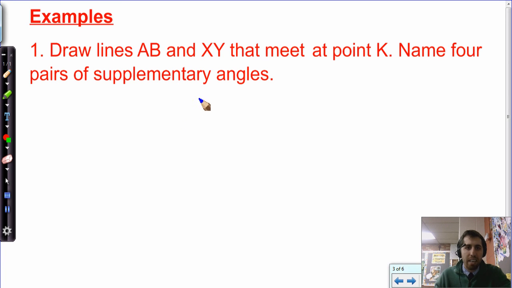So draw line AB. We'll just, again, name 2 points on this line, A and B, and line XY, sorry. And the last thing we said is that they meet at point K, so I just know that they connect right there.